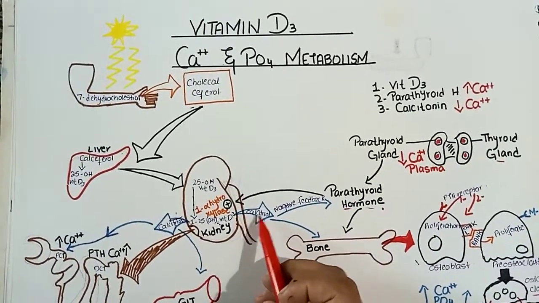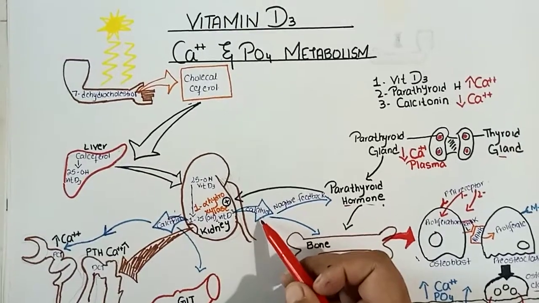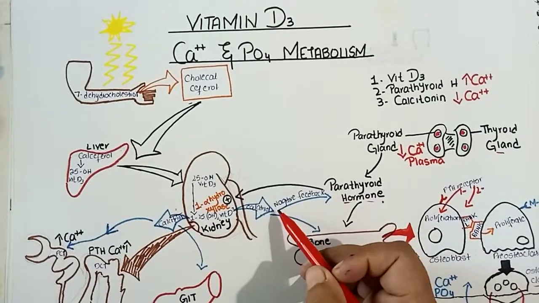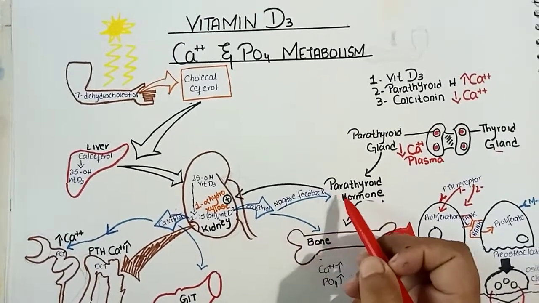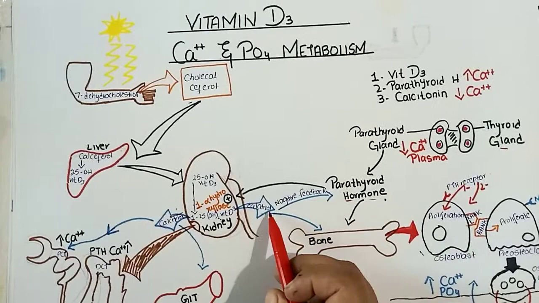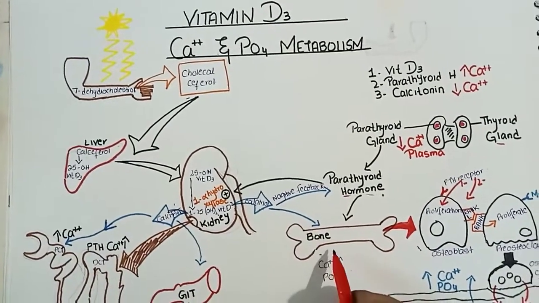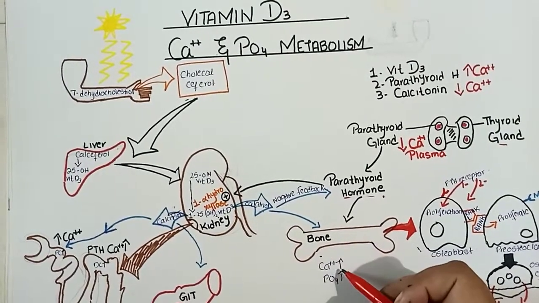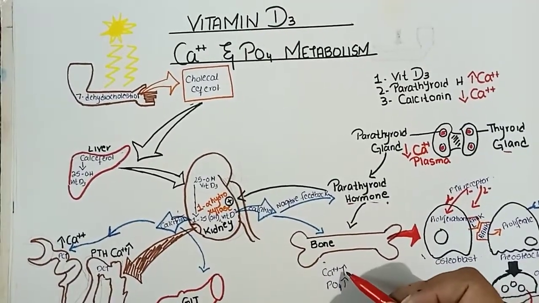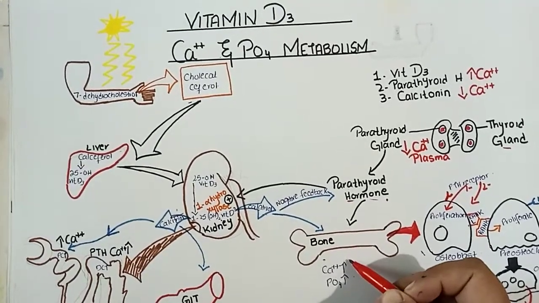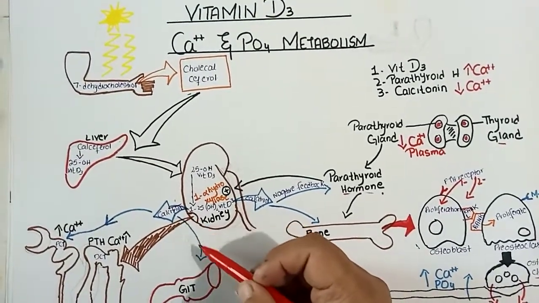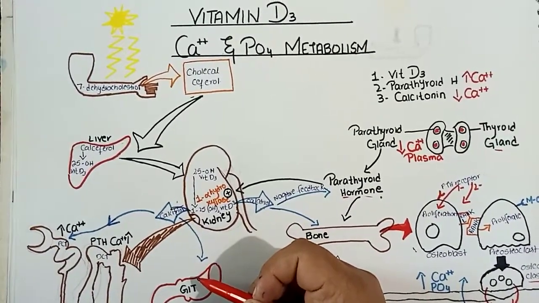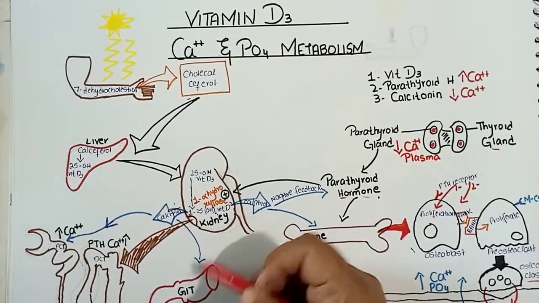And the calcitriol will also act on different things. First, it will hit the parathyroid hormone and it will exert the negative feedback on the parathyroid hormone. Then it will act on the bone, and on the bone it will break the bone matrix to release the calcium and phosphate into the plasma and elevate the calcium and phosphate level of the plasma. It will also act on the GIT and increase the absorption of calcium and phosphate ions.